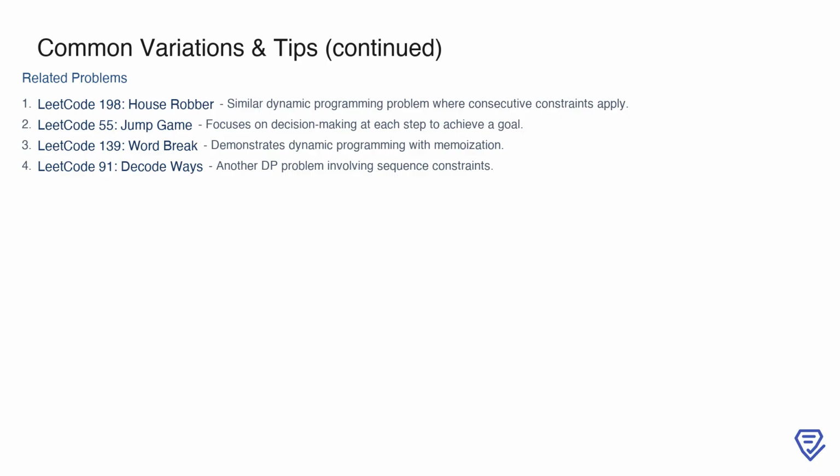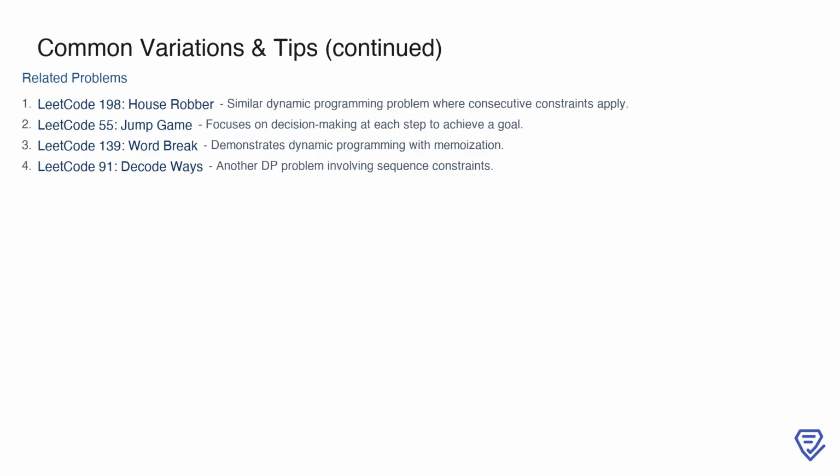There are several related problems that you can study to build your skills in solving this type of challenge. For example, LeetCode 198, the house robber problem, is a dynamic programming problem that also involves constraints on consecutive decisions. Similarly, LeetCode 55, Jump Game, focuses on decision-making at each step to achieve a specific goal, which teaches you how to think strategically about sequential tasks.